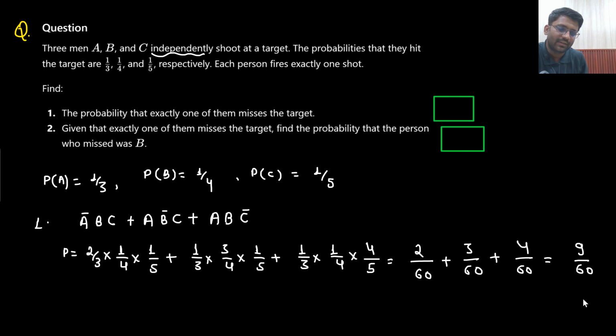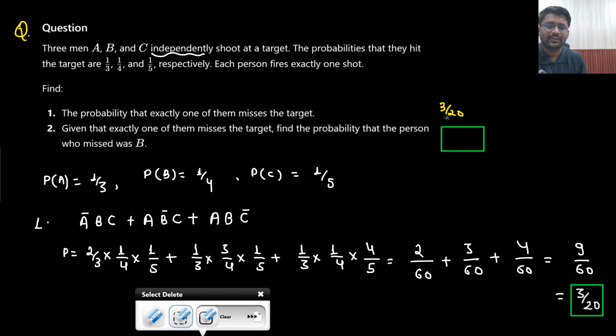9 by 60. 3 by 20 is the answer of the first one. Okay.